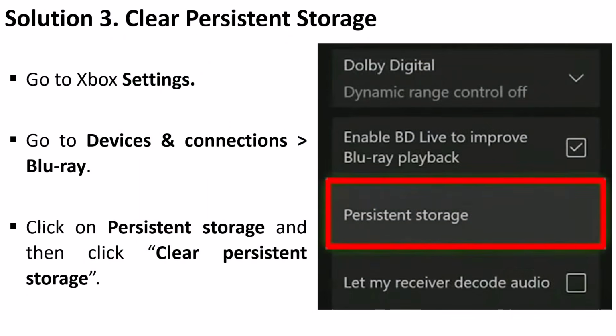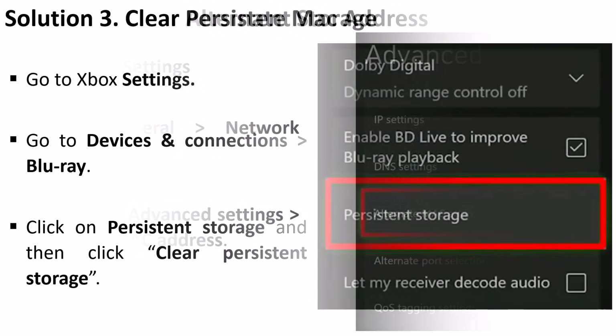Next solution is to clear persistent storage. Go to Xbox settings, go to devices and connections, Blu-ray, click on persistent storage and then click on clear persistent storage. And then you can go ahead, launch the game and check. Now if you don't see this feature in your Xbox console, then you can skip this solution.